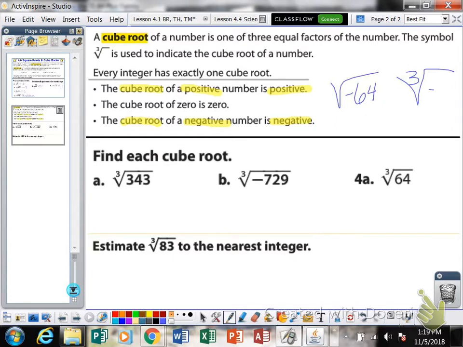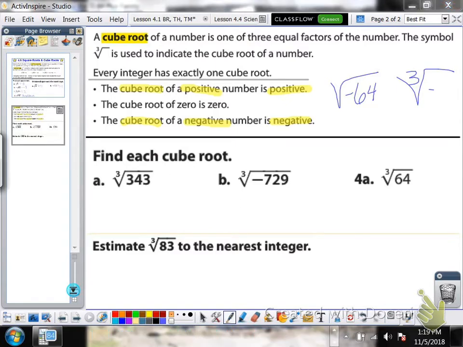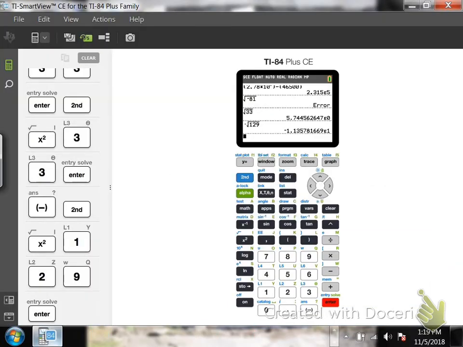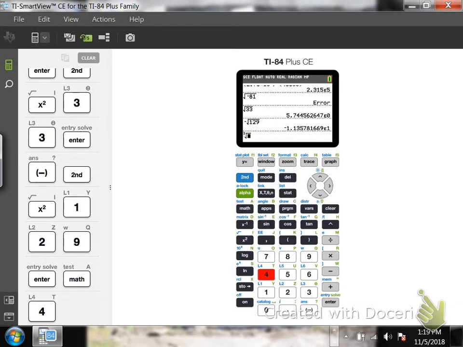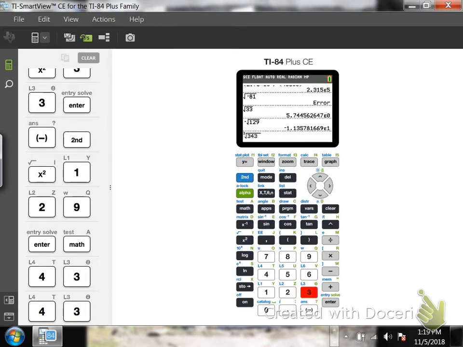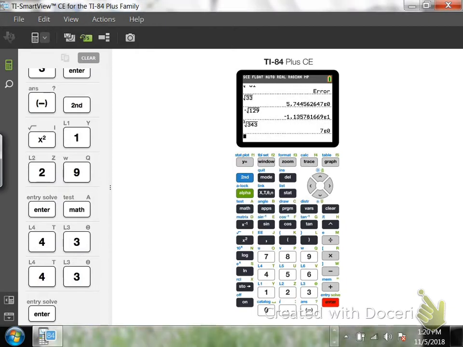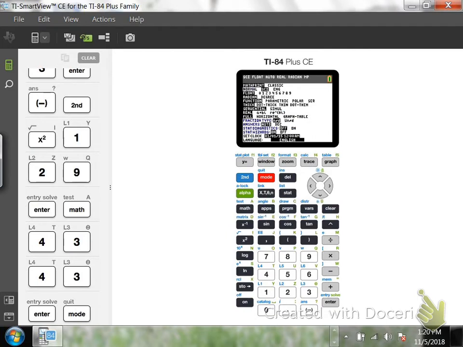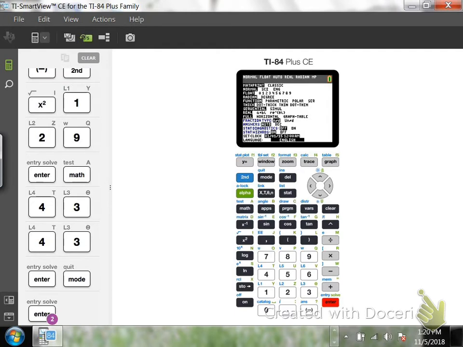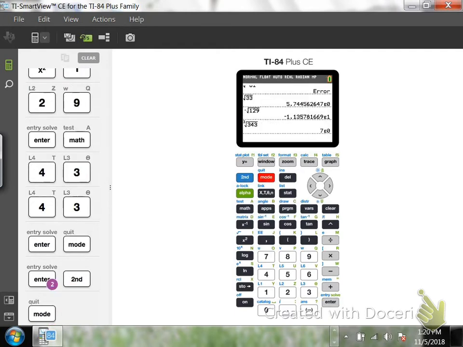So the cube root of 343. Again, we go to our calculator. Now, if you want the cube root, go under math, and it would be number 4. So there's my cube root of 343. You don't have to close parentheses. Hit enter. And that would be 7 exactly. I'm going to get out of this, go to scientific, make sure you're in normal, hit enter, go back out, hit enter again. And I get 7. So the cube root of 343 is 7.